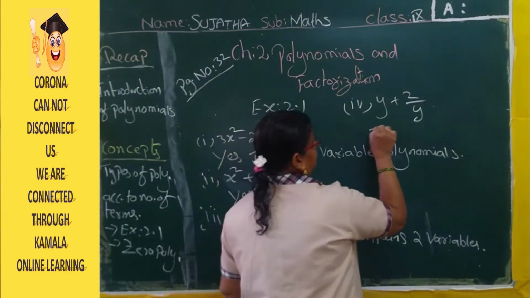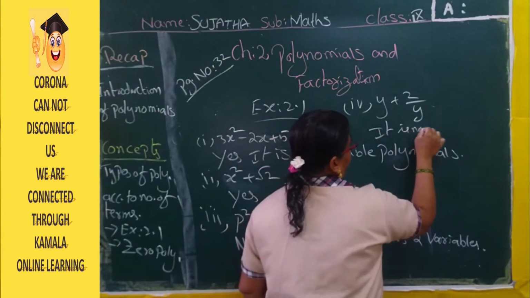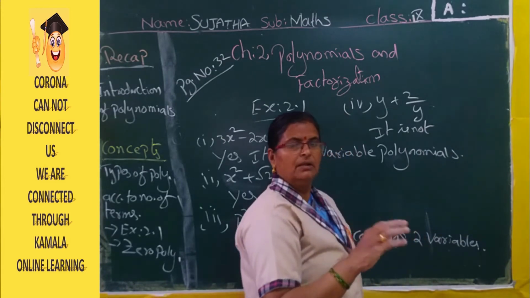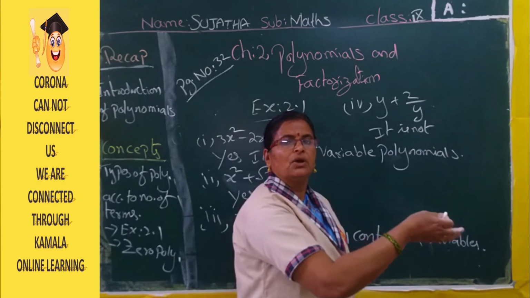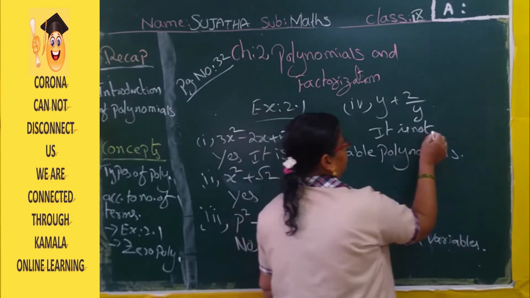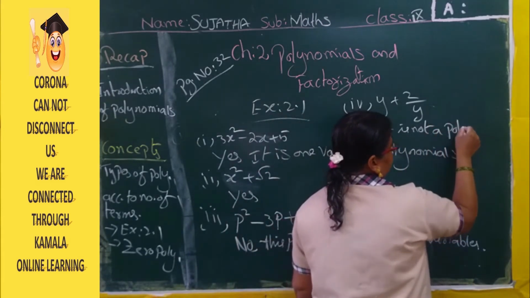So what will you write? It is not a polynomial. It is not one variable. One variable we can see afterwards. First you have to see whether it is a polynomial or not. It is not a polynomial.